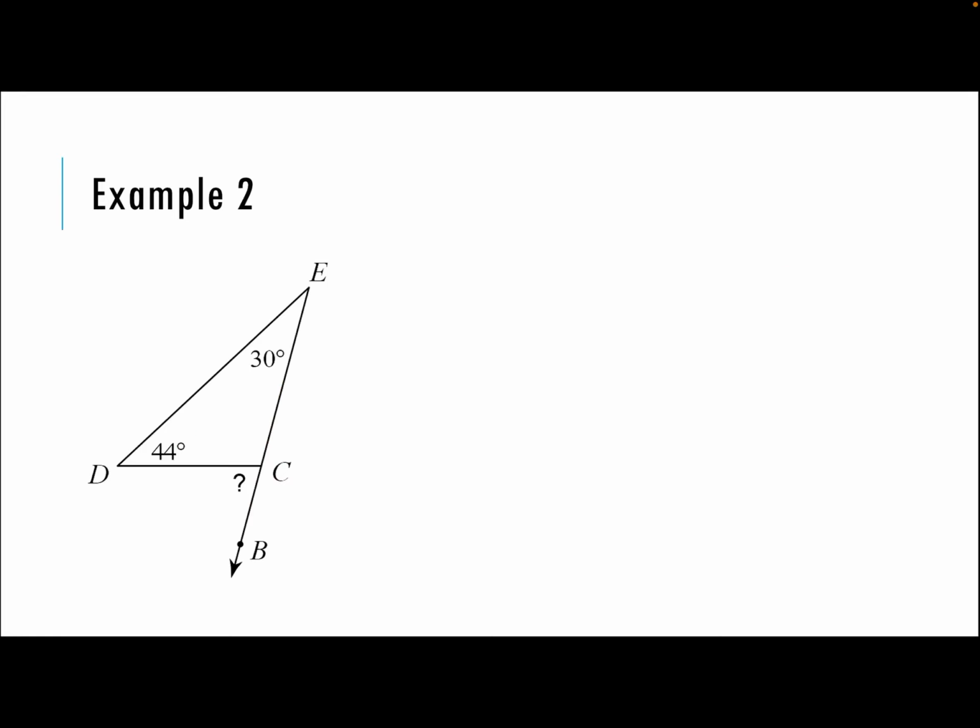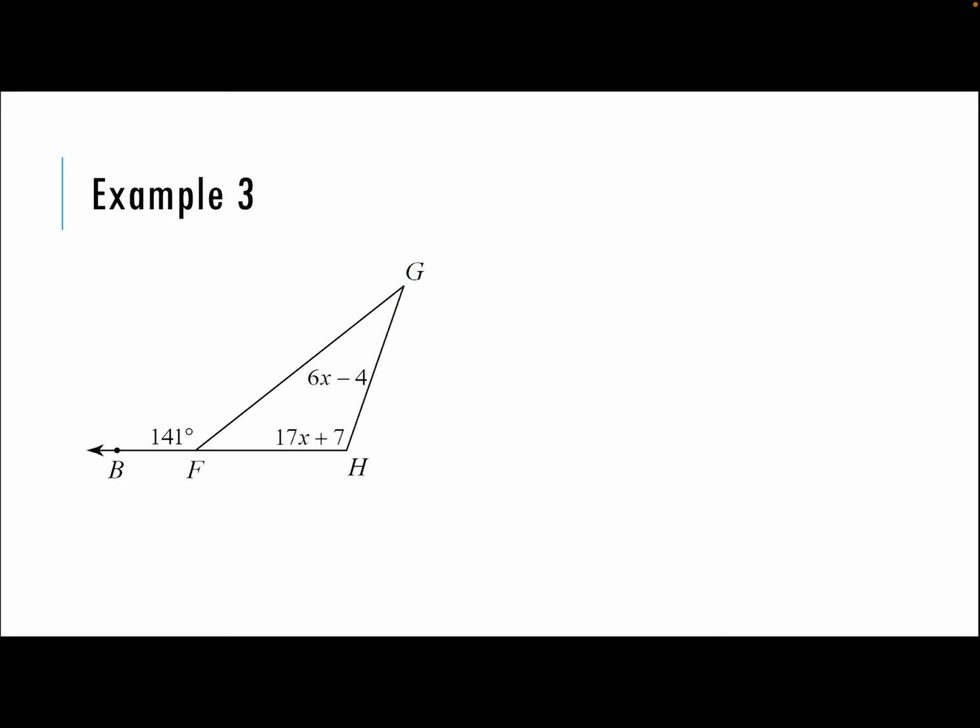The second example is you're trying to find the value of the remote interior angle. And so we know the exterior angle is equal to the sum of the other two interior angles. So x is equal to 44 plus 30, which is 74 degrees. That's it. And so our last example is going to be us doing some algebra with this.